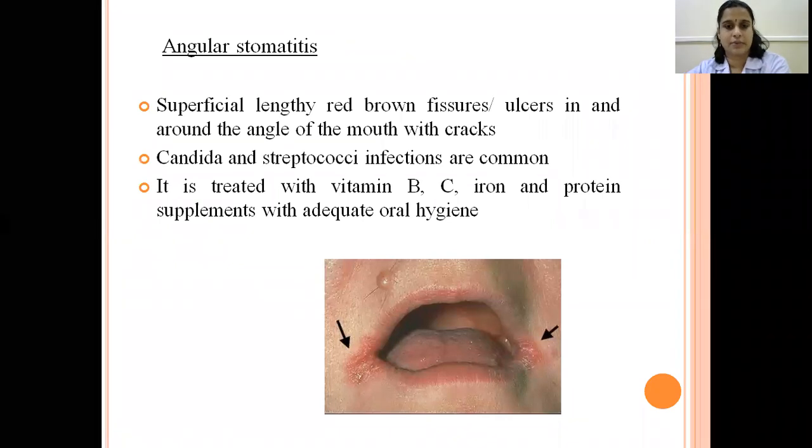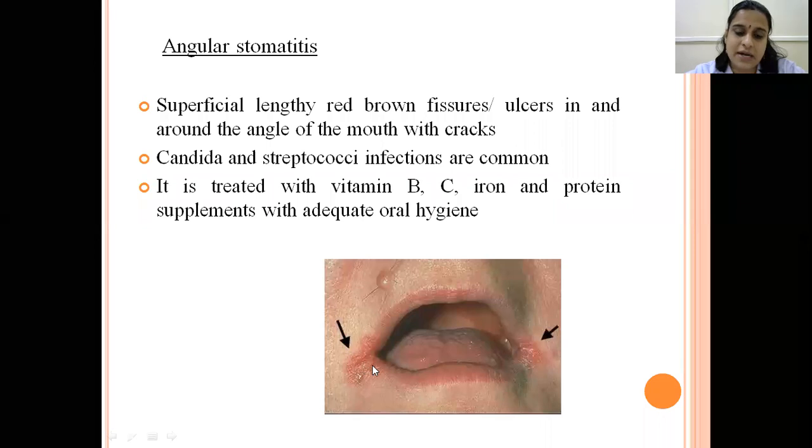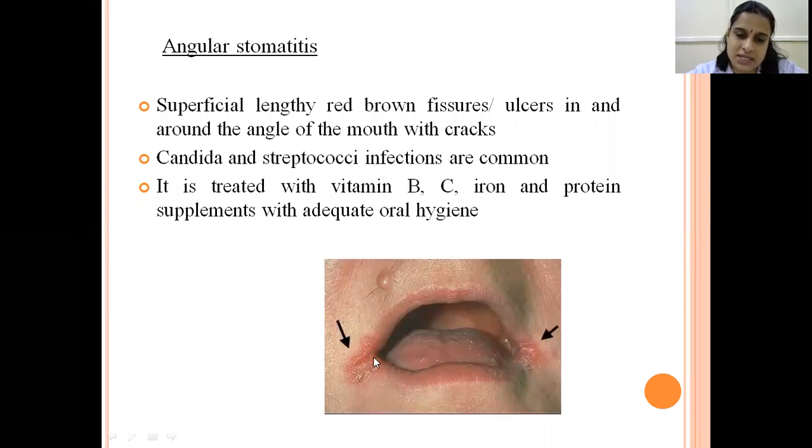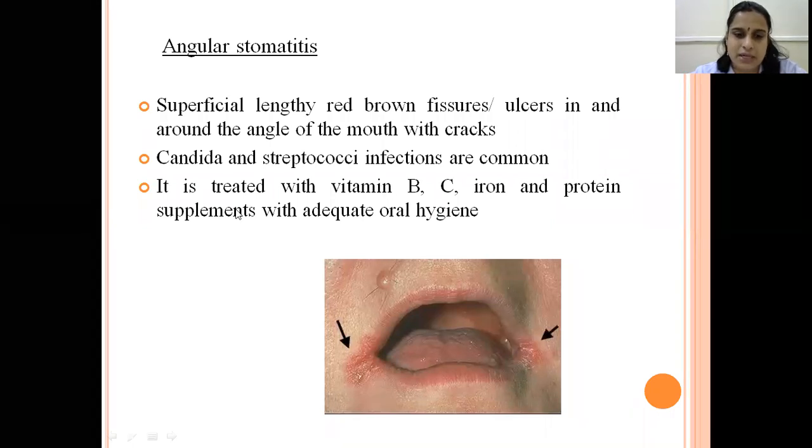The next topic is angular stomatitis, also called angular cheilosis or bell ache. What is this? It is superficial, lengthy, red-brown fissures or ulcers in and around the angle of the mouth. Initially they start as fissures and then ulcerate around the angle of the mouth with cracks. Commonly, candidal infections or streptococcal infections may cause angular stomatitis. It is treated with supplementation of vitamins B and C, iron and protein, along with good oral hygiene.